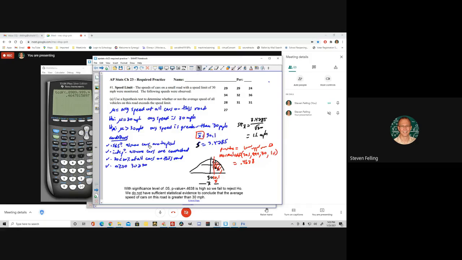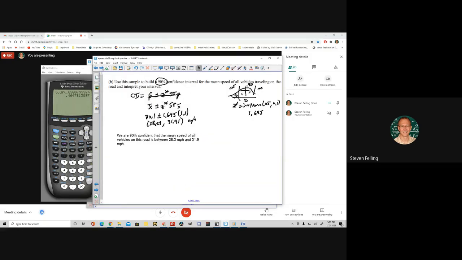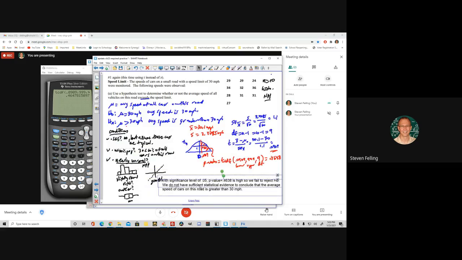Let me just copy this because it's almost the same. So our ending right up here would be: with a significance of 0.05, the p-value of 0.4648 is high, so we fail to reject the null. We do not have sufficient statistical evidence to conclude the average speed of cars is greater than 30. All right. So slight differences here.